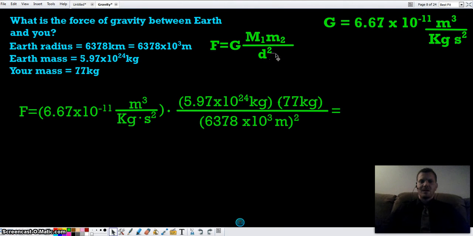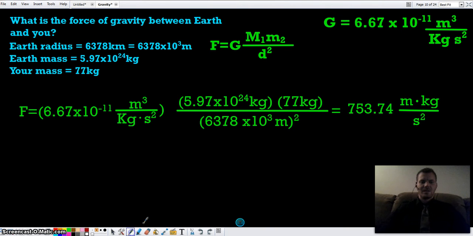This is a common mistake. Don't forget to square your distance. People forget it all the time. Don't forget to square it. And if we plug this into our calculator correctly, we should come up with 753.74 meter kilograms per second squared. This is also known as a Newton, meter kilograms per second squared. You could replace this with a capital N for Newton, but I like to stick with the units to where everything's broken down for us so we can see what we did to get here.